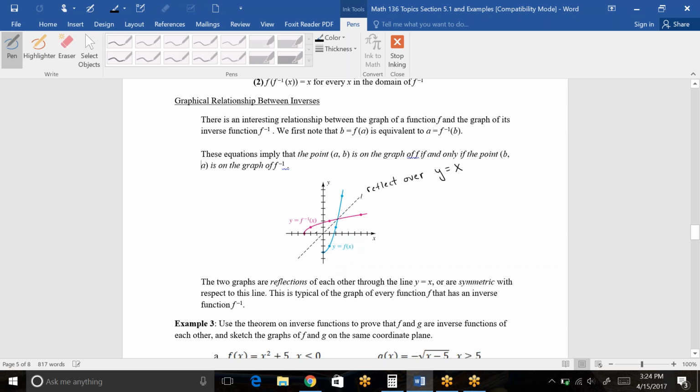Notice that this is really interesting. You get these kind of reflections here. So this is an inverse and its original. The original was kind of like half of a parabola. The inverse is a square root of x.